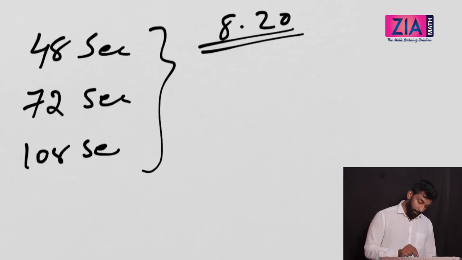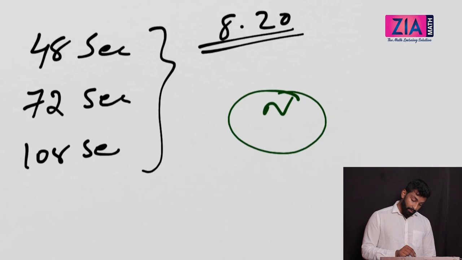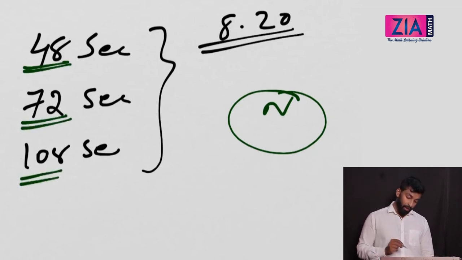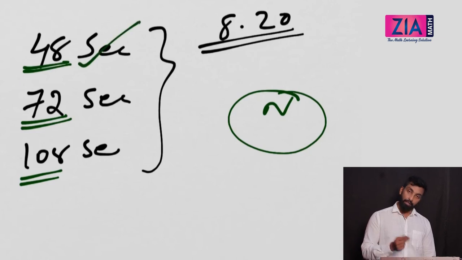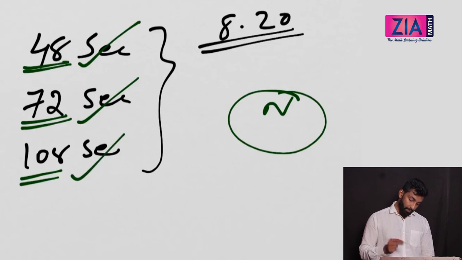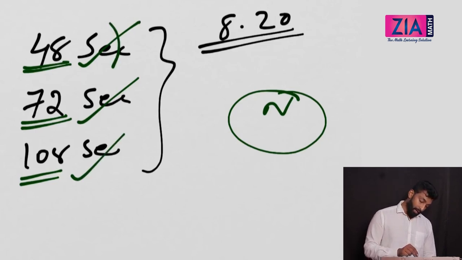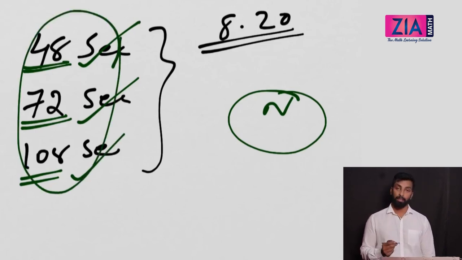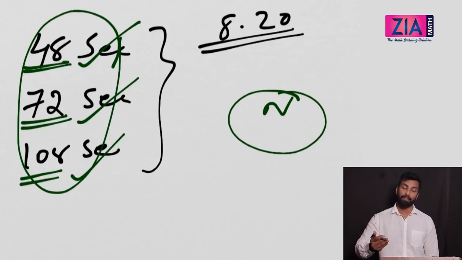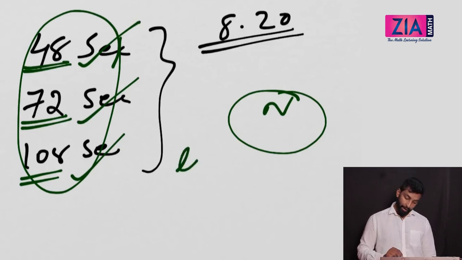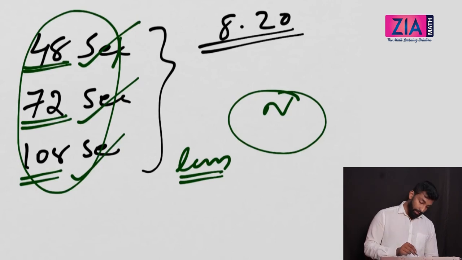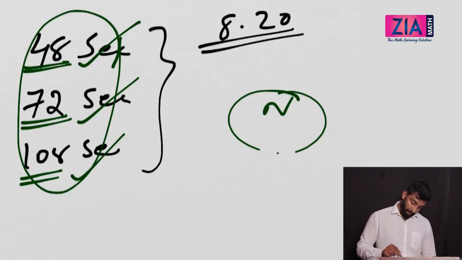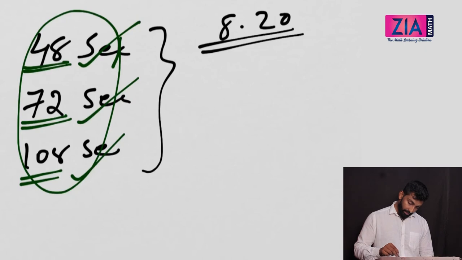That means I am looking for a number which is divisible by 48, divisible by 72, divisible by 108. Why? Because if it is divisible by 48, then only this light will come. If it is divisible by 72, then only the second will come. If it is divisible by 108, then only the third will come. So the number I am looking for is a multiple of all 3. But what I need is the very next, that means the first one. So I need to find the LCM of 48, 72 and 108, right?